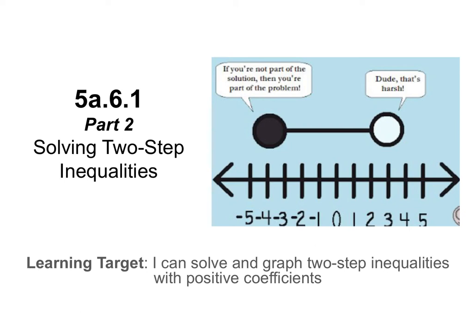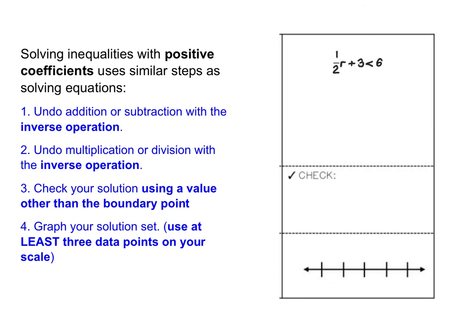All right, welcome to part 2 of lesson 6. We're going to take a little deeper dive into solving inequalities, in particular looking at how to solve and graph our two-step inequalities that have positive coefficients. And when an inequality has positive coefficients, meaning that the number in front of the variable is a positive number, really the steps to solving them are quite similar to the steps for solving equations.